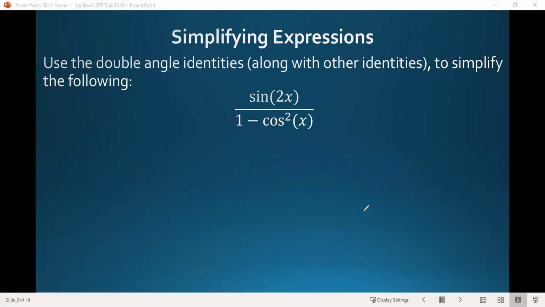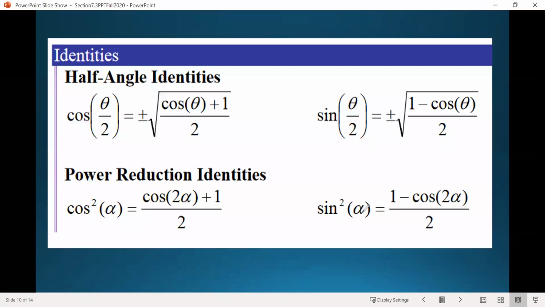Okay, let's add another set of identities to the fold. So these are our half angle identities and our power reduction identities. And so these are new identities we'll be working with. Now, I don't know if I mentioned before, but you do not need to memorize these identities, nor do you need to memorize the double angle identities. But as per normal, we need to know how to use them.